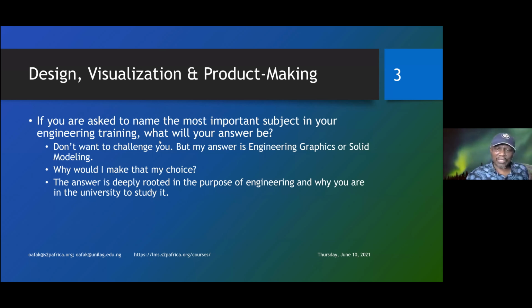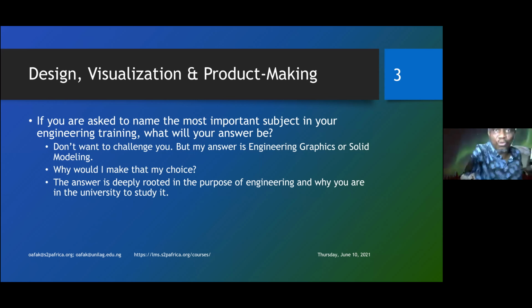It is not just because I'm teaching engineering graphics. I think your most important subject may be what you are taking now. Engineering graphics or solid modeling may be your most important engineering subject. So don't take it lightly. You are going to learn a number of skills here. The skills you learn here can actually be sufficient to earn you your daily bread. It can be important enough to be what you will live on.